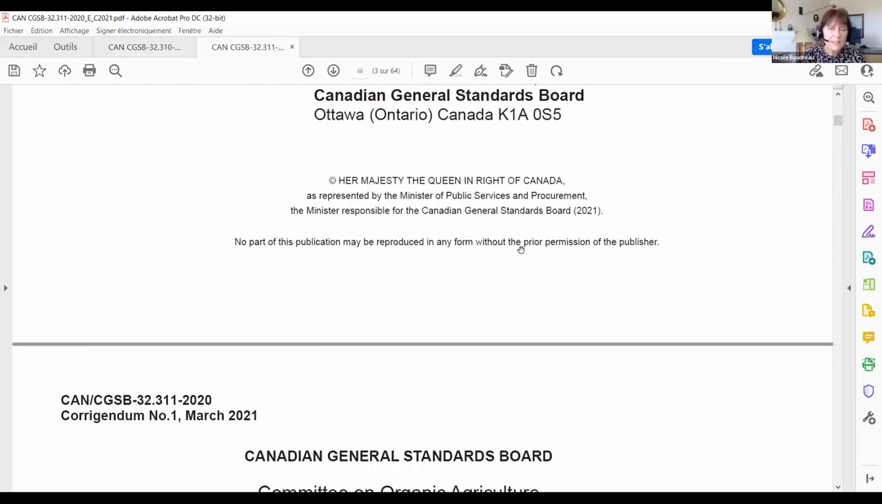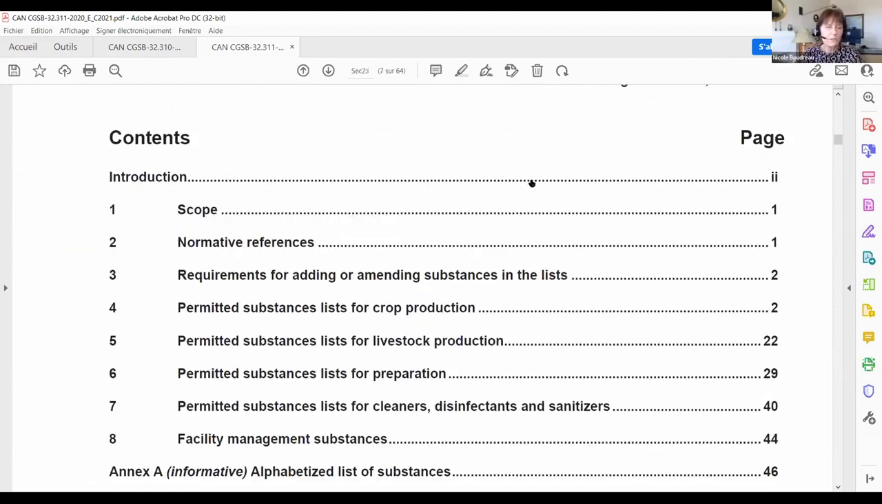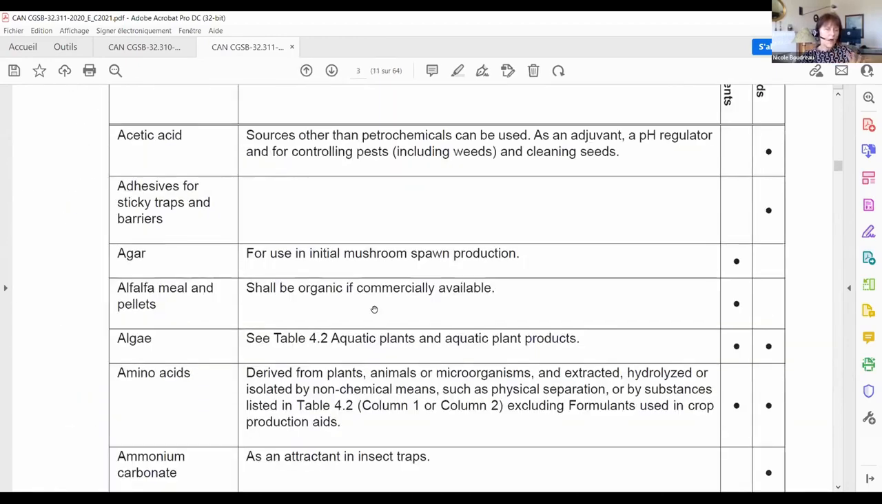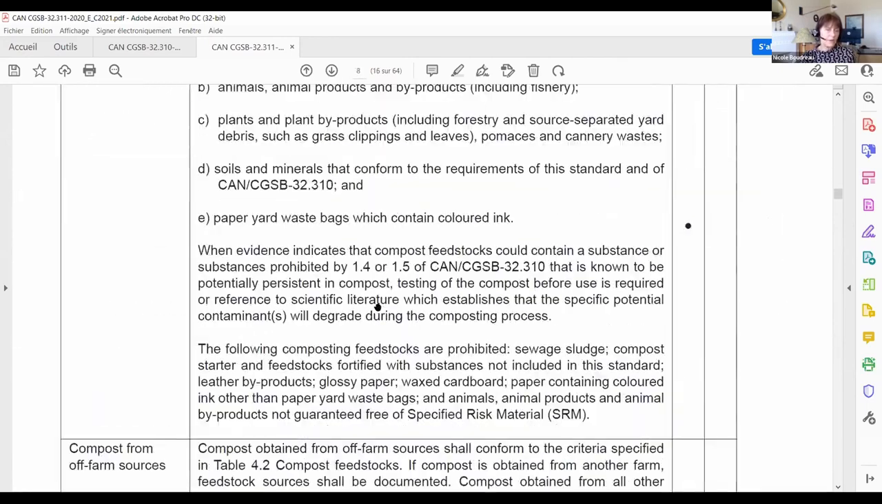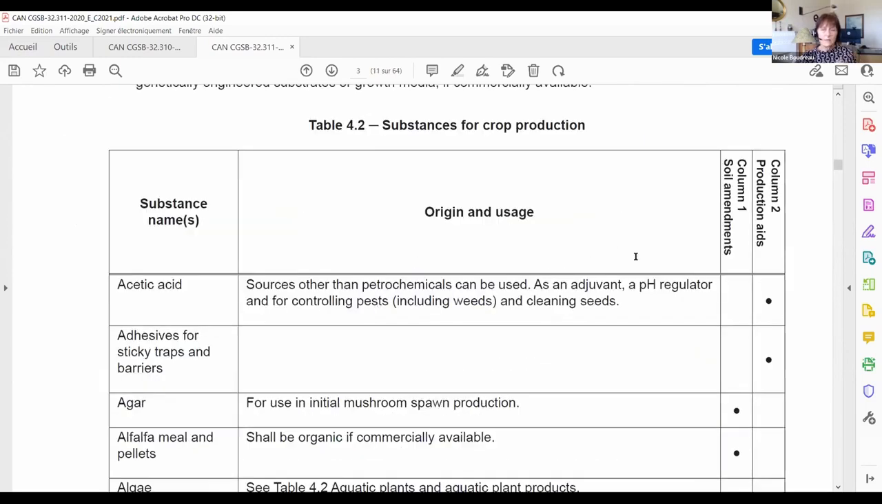Perfect. Permitted substances list. The list is composed of tables. You have a permitted substances list for crop production, one for livestock, and one for preparation. Obviously, the one we're looking for is the permitted substances list for crop production. It is easy to consult. It is a long list that runs down many pages, as you can see, and it is a table with 2 columns. The first column is for soil amendments, and the second column is for production aids.